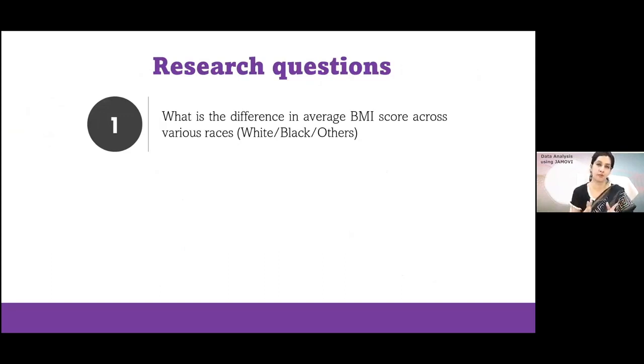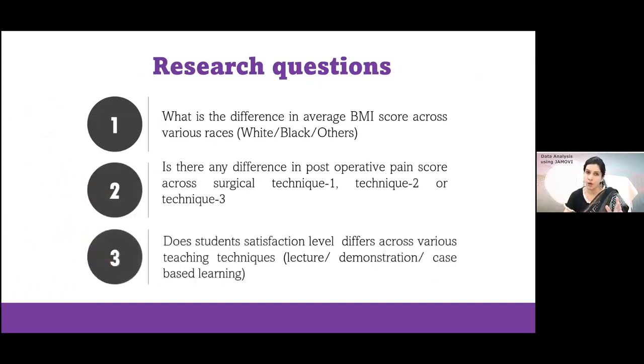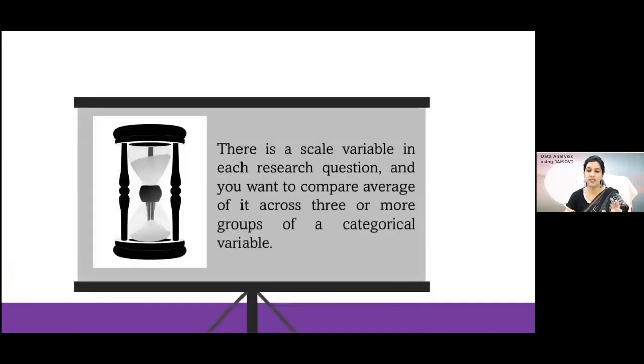So if I want to compare the difference in the mean BMI score across the three levels, maybe the black, white and others, there can be one thing like, is there any difference in the post-operative pain score across surgical technique 1, 2 and surgical technique 3? Or the student satisfaction level differs across the various teaching techniques, and the three teaching techniques are the lecture, demonstration and case-based learning. So in all these things, what we have observed is that there is a scale variable in each research question, and I am comparing the average of this value across three or more levels of a categorical variable.